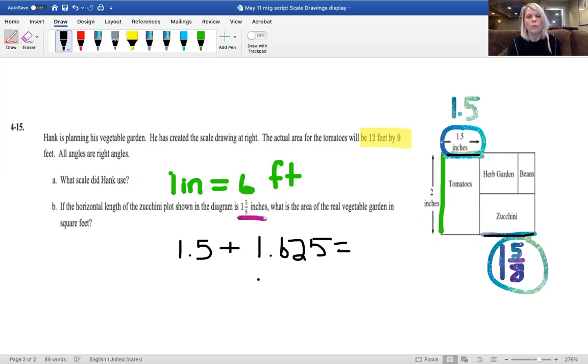So when we add 1 5/10 plus 1 625,000, what do we get? What's the total length of that side? What do you get when you add those two numbers together? I see someone's typing it. 3 125,000 inches. So that's the longer side of this garden.